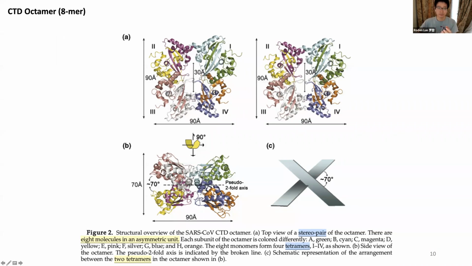And then if you rotate this octamer in this direction by 90 degrees, you would see an X-shaped structure. And there are some dimension numbers. The width of this is 90 angstrom, which is 9 nanometers, and the height of this X is 7 nanometers. One thing to notice: the 8 monomers form 4 tetramers. I think there is a typo. It should be 4 dimers: 1 dimer, 2, 3, and a 4th one. And it says 2 tetramers here, it's actually 1, 2 tetramers.